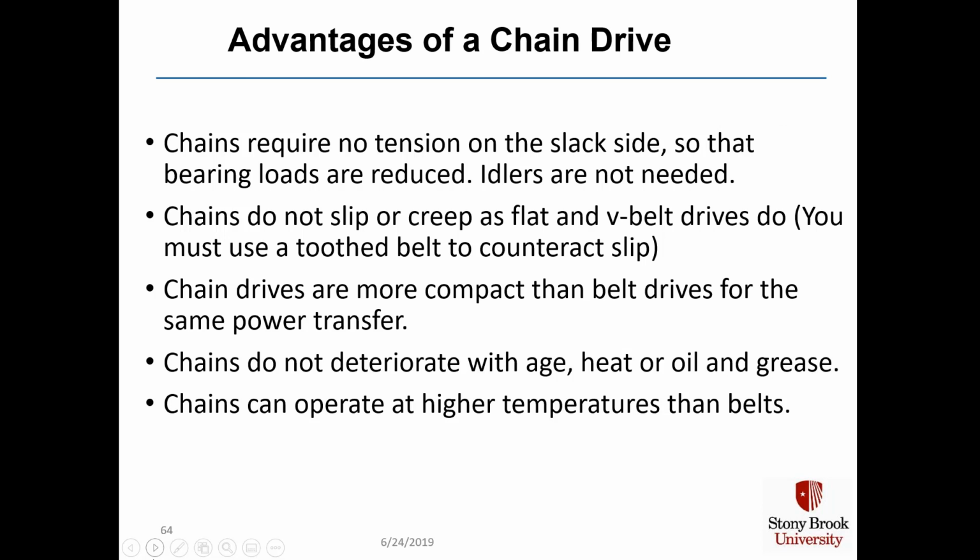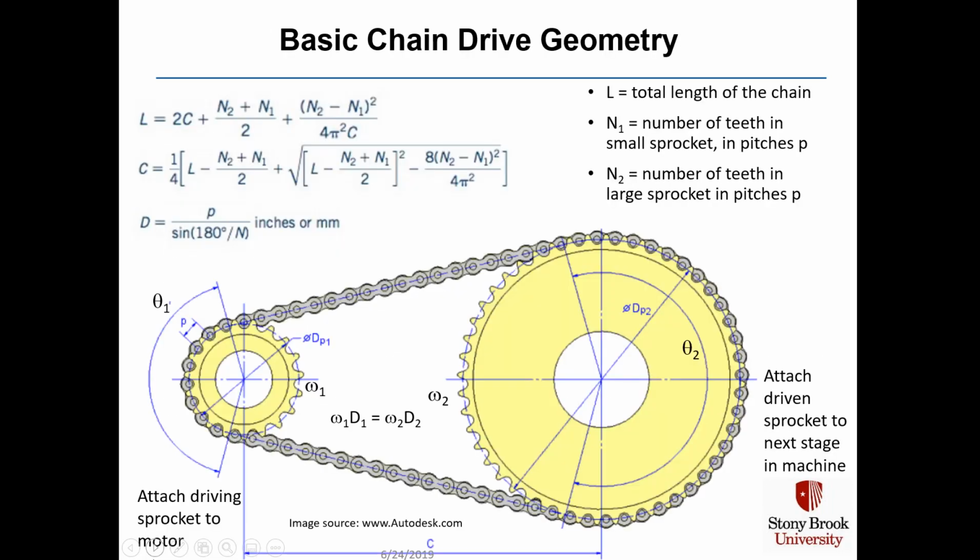Some advantages of chain drive are that they require no tension on the slack side, so bearing loads are reduced, and you don't need an idler. Chains don't slip or creep the way flat and V-belt drives do. Chain drives are more compact than belt drives for the same power transferred. They don't deteriorate with age, heat, or oil and grease being made out of metal, and they can operate at higher temperatures than belts.